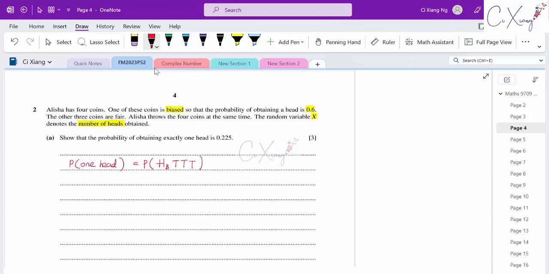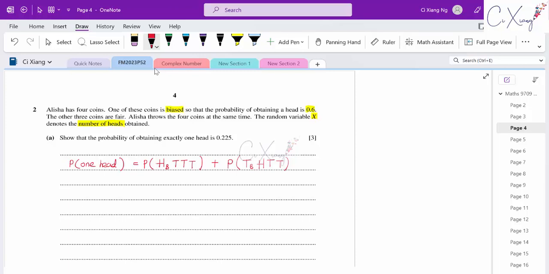So for this case, you can see that out of the 4 coins, I have only 1 head obtained, and this particular 1 head appears on the biased coin. Besides this, what else do I have? I might also have the case where the biased coin shows a tail, and one of the normal coins shows a head, then the other 2 normal coins show tails. So this is another result. In this result, we have only 1 head, and the 1 head appears on the normal coin.